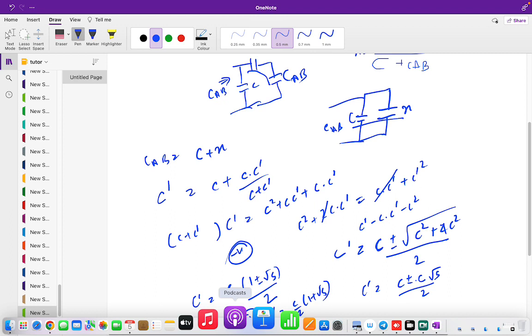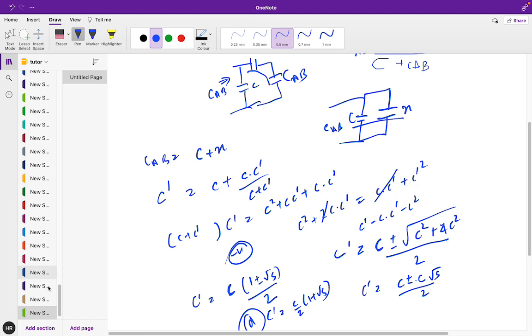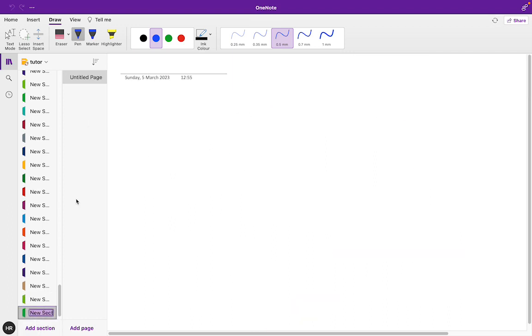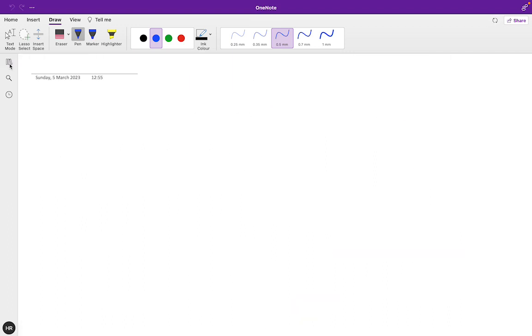So we solved question number 12. Question number 12 done. Now a simple question. Again one simple question. So find the net equivalent. You need to find the net equivalent.